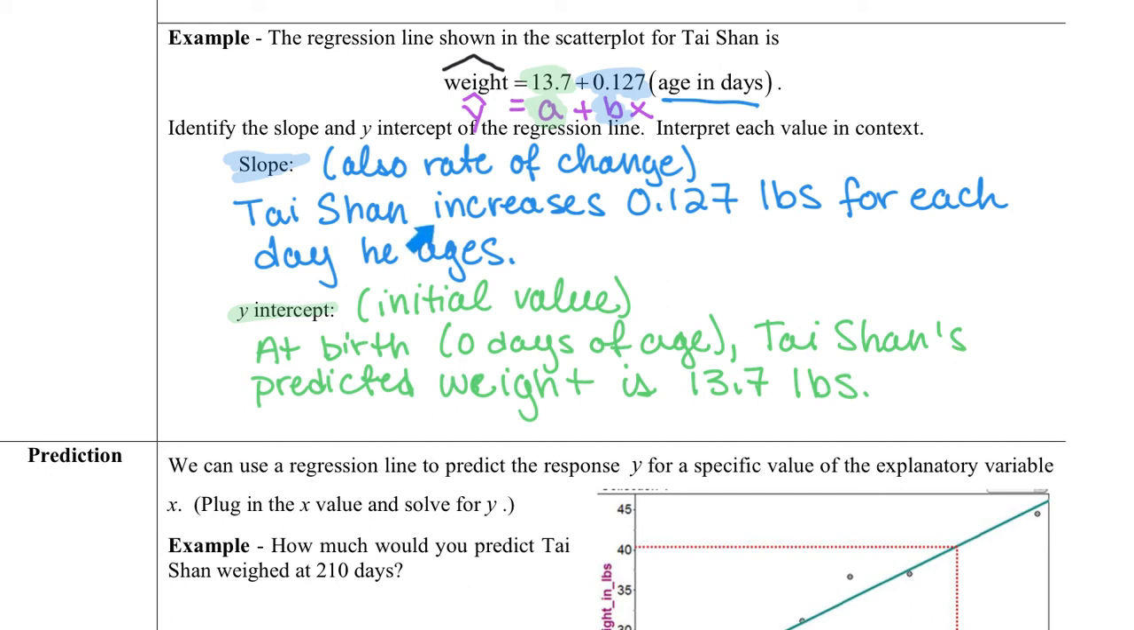Also, I forgot to mention when I talked about slope, I did say increases. Now, if this had been a negative number, we could have just said decreases here. So you don't want to say increases by a negative number. That wouldn't make sense. So you'd say it decreases by whatever amount if your slope is negative.